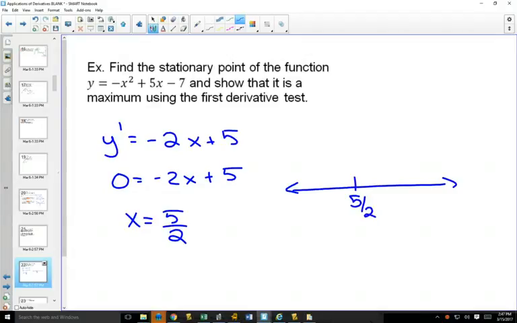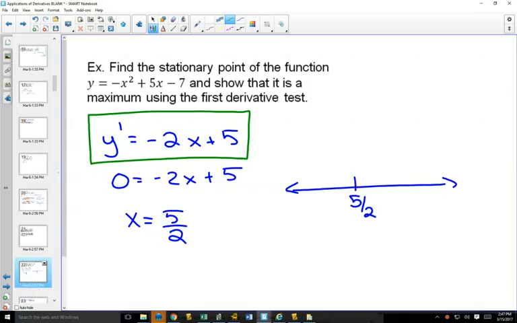It's 5 over 2. If you plug in something before 5 over 2, and remember, when checking whether a graph is increasing or decreasing, you're plugging that into your derivative, because that's what your derivative is saying.